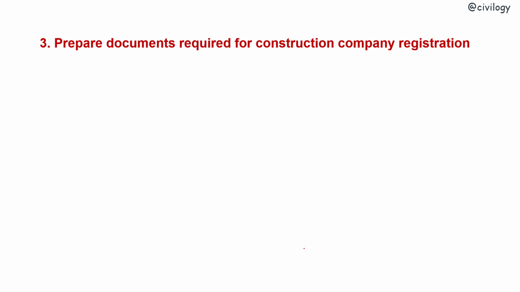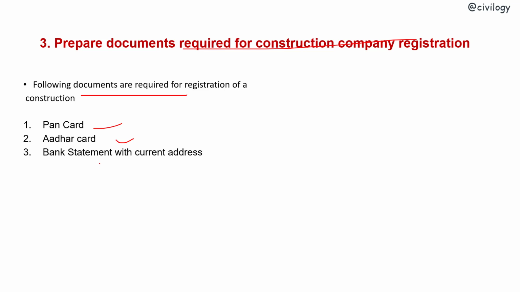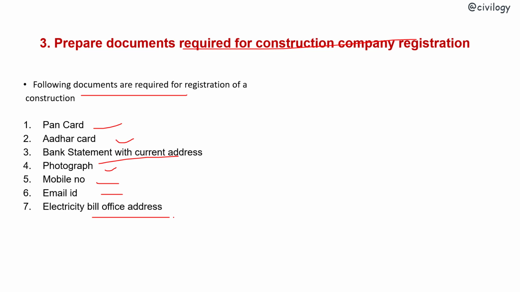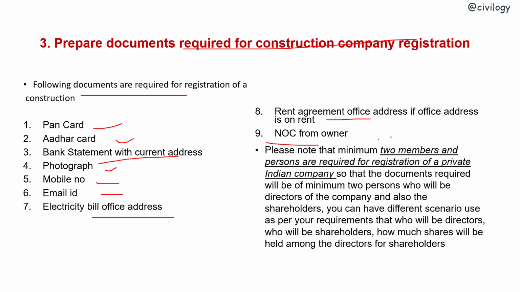Next, prepare documents required for the construction company registration. The following documents are required: PAN card, Aadhaar card, bank statement with current address, photograph, mobile number, email ID, electricity bill, office address. Next, rent agreement if the office address is on rent, and no objection certificate from the owner. Please note that a minimum of 2 persons is required for registration of a private limited company, who will be directors of the company and also the shareholders.